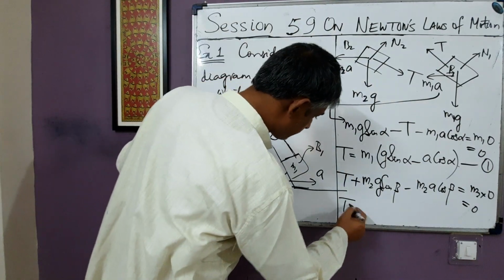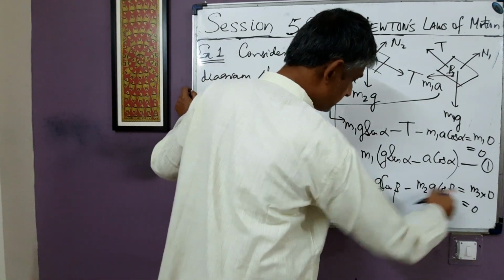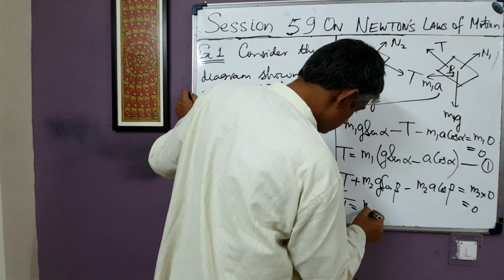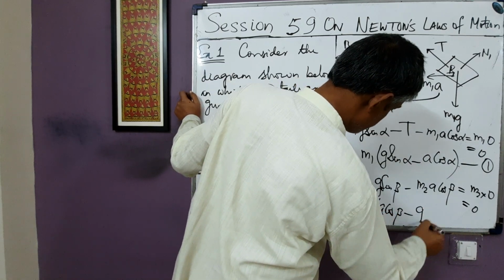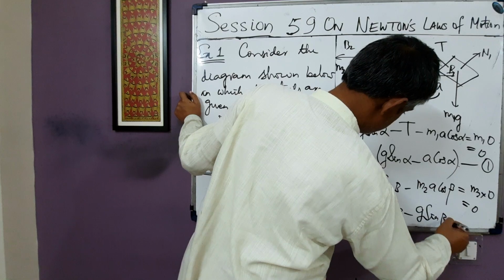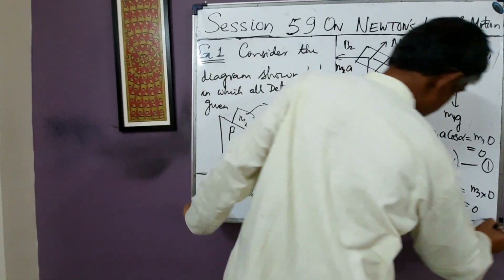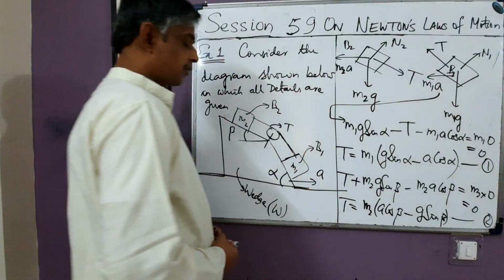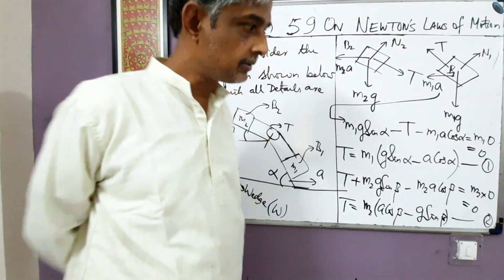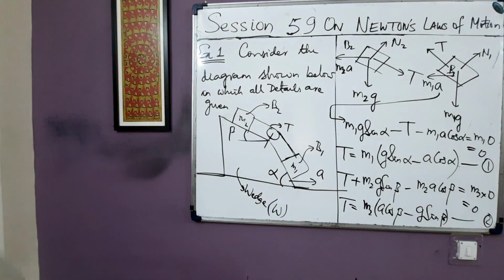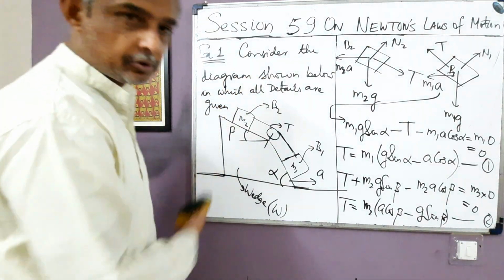So now T becomes what? The right side is 0, so I shift this term to that side. T equals M2 into A cos beta minus g sin beta. This is therefore the second equation. So from these two equations we can easily solve for T and A to get the required answer. Alright.